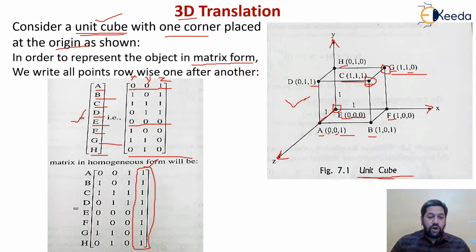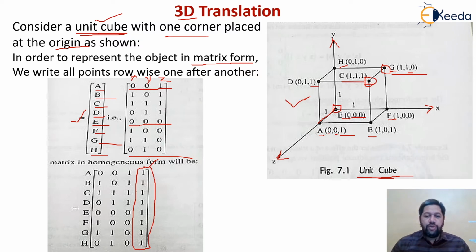So I cannot have 4 by 4 multiplied by this 3 by 1. I cannot multiply, so I convert it into the number of values to be 4. That's why we are going for adding this homogeneous coordinate with the value 1, 1, 1, 1.